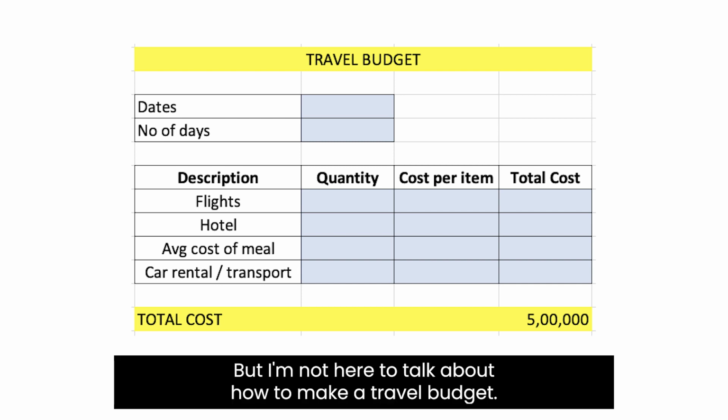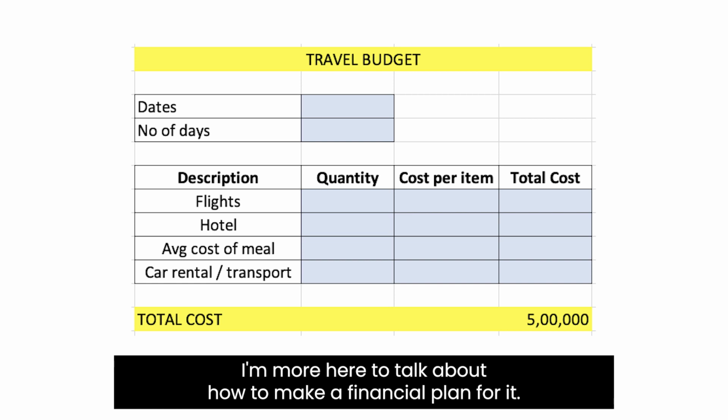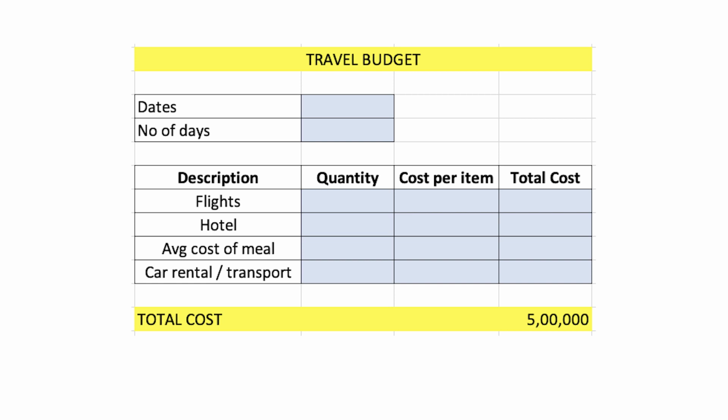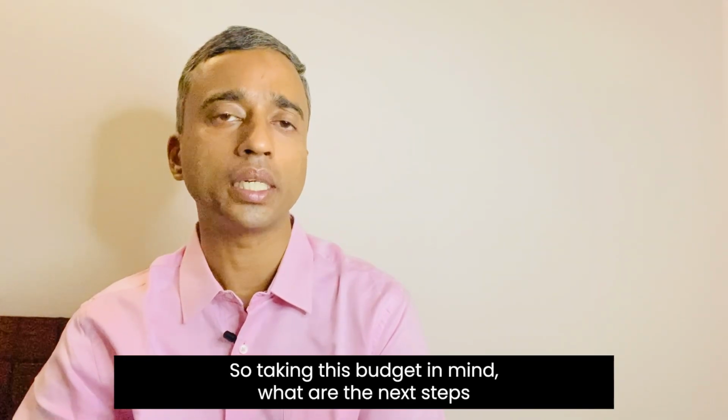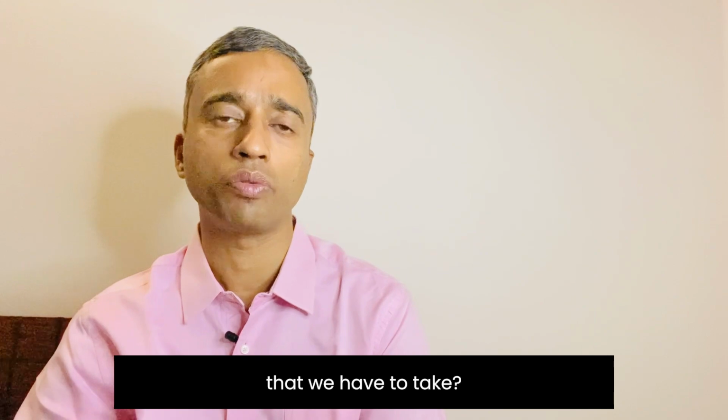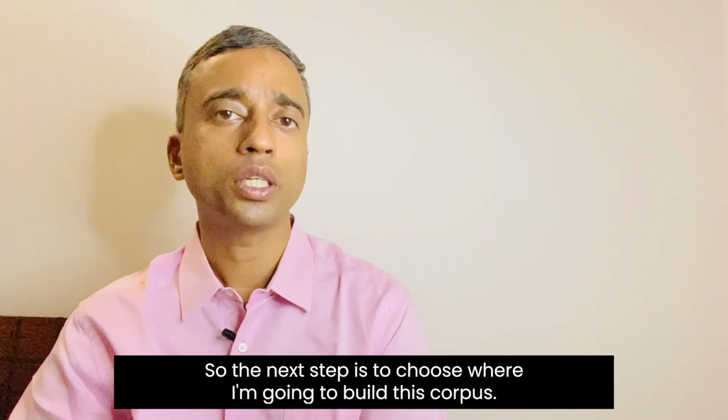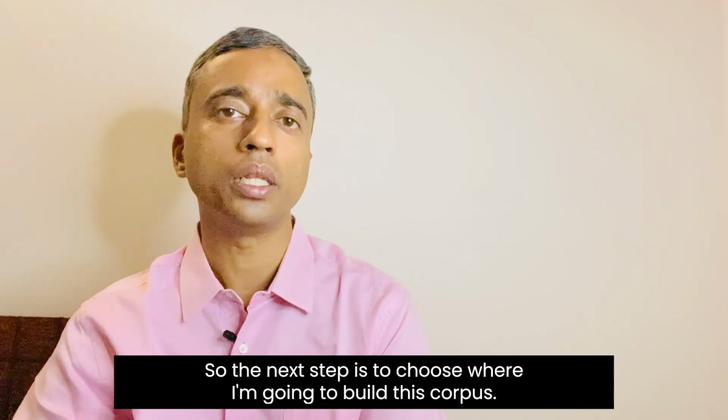But I'm not here to talk about how to make a travel budget. I'm more here to talk about how to make the financial plan for it. So here I've assumed that our budget is going to be 5 lakhs. So taking this budget in mind, what are the next steps that we have to take? So the next step is to choose where I'm going to build this corpus.